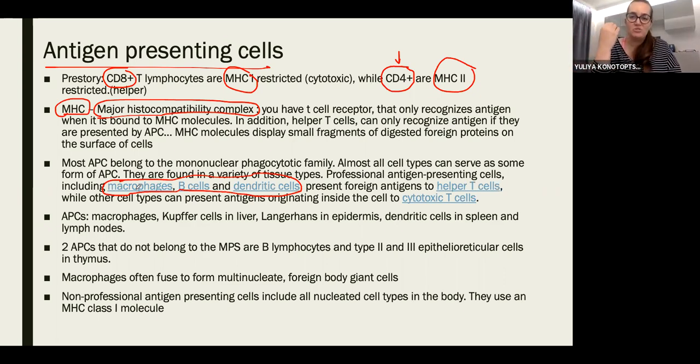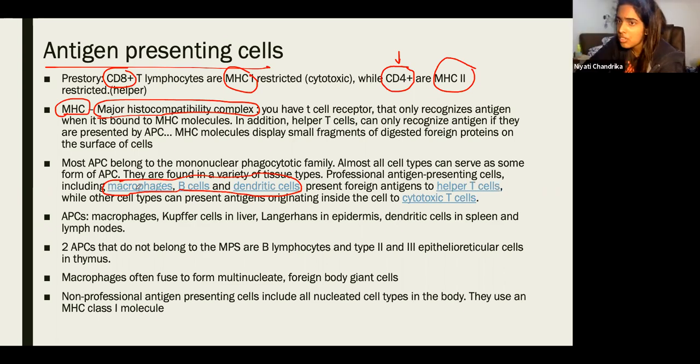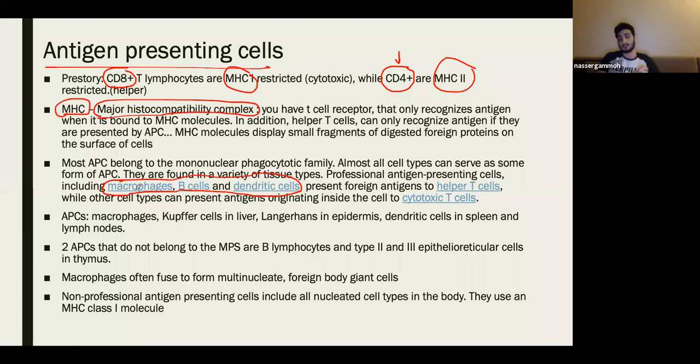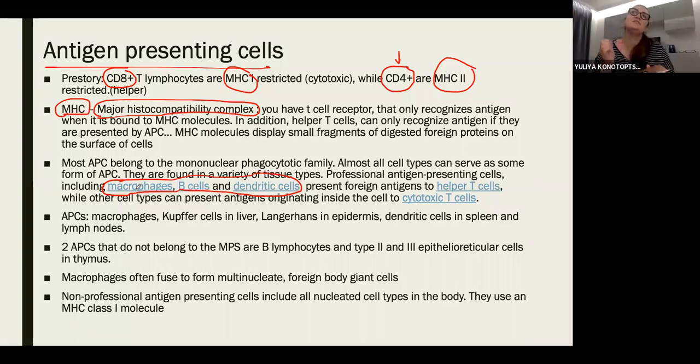So what am I trying to tell you? MHC2. Who has MHC2? Macrophages, B cells, and dendritic cells. They are antigen presenting cells. Do you understand what this means? It means you show the antigen to somebody. To who do you show the antigen? To other lymphocytes. To which other lymphocytes specifically? To the T helper specifically.